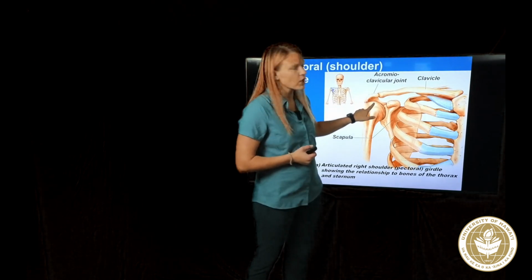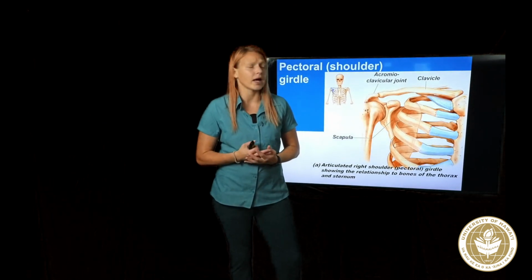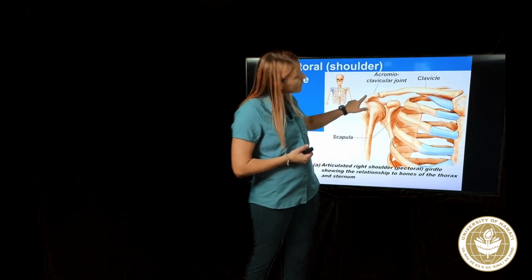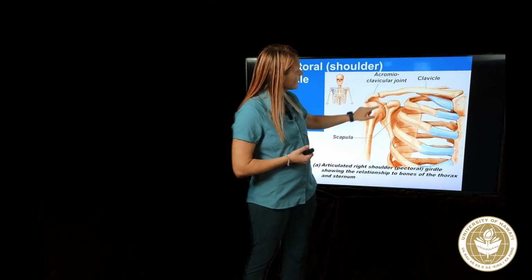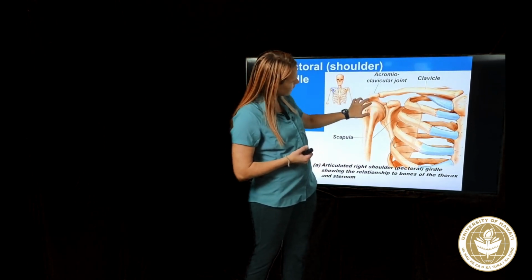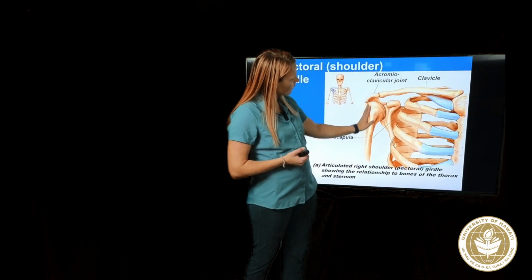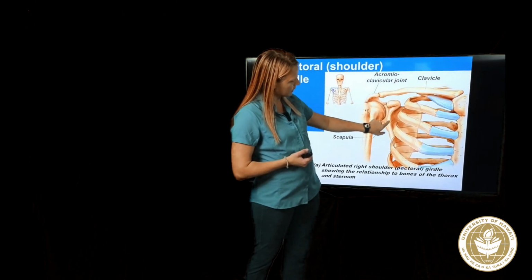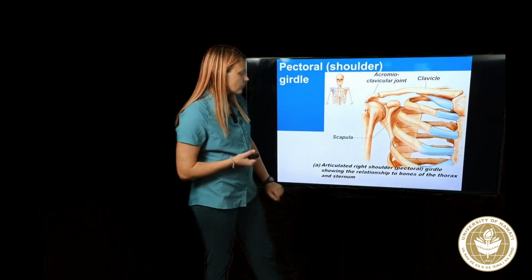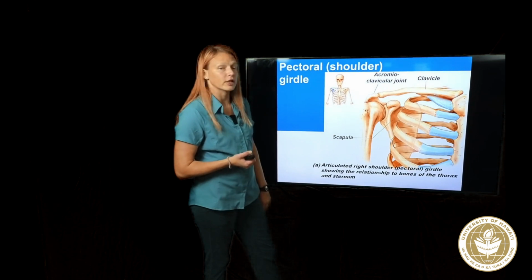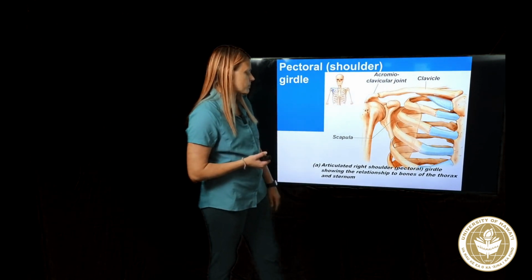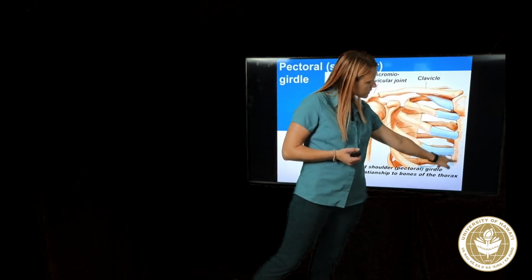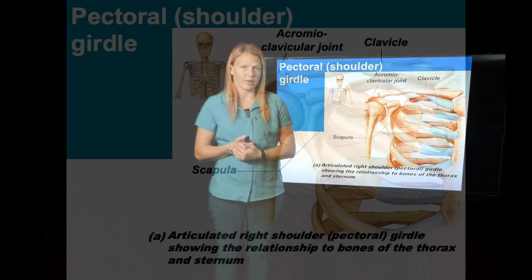Then you can see right here, chapter 8, we're going to talk a lot more about joints. But here is your acromioclavicular, sorry about that, joint right here. So that's going to be your shoulder joint, right? Where you have the joining of your humerus, which we're about to talk about, to this clavicle and your scapula right here. So this is showing you that right shoulder, the pectoral girdle, showing the relationship of the bones to the thorax over here, and then you can see part of that sternum right here as well.